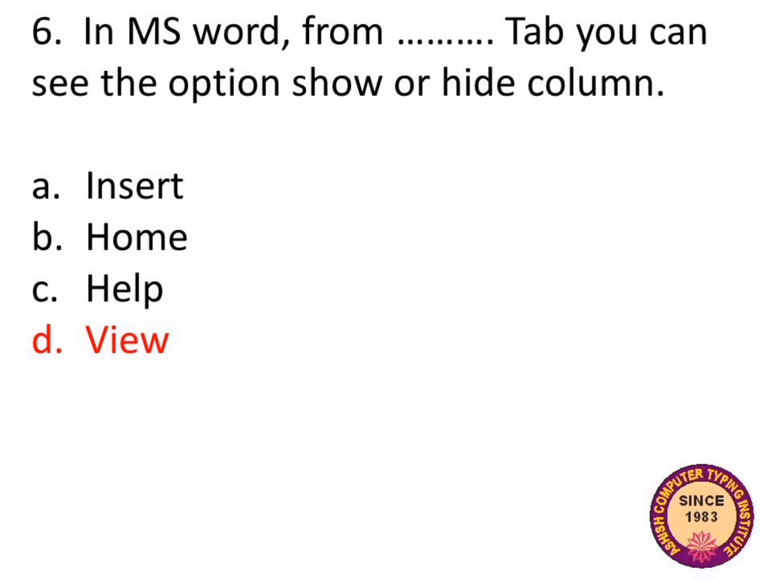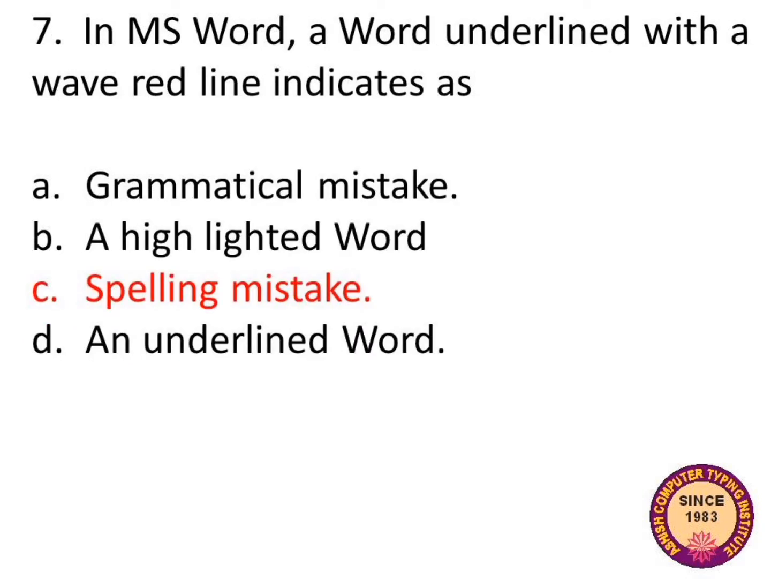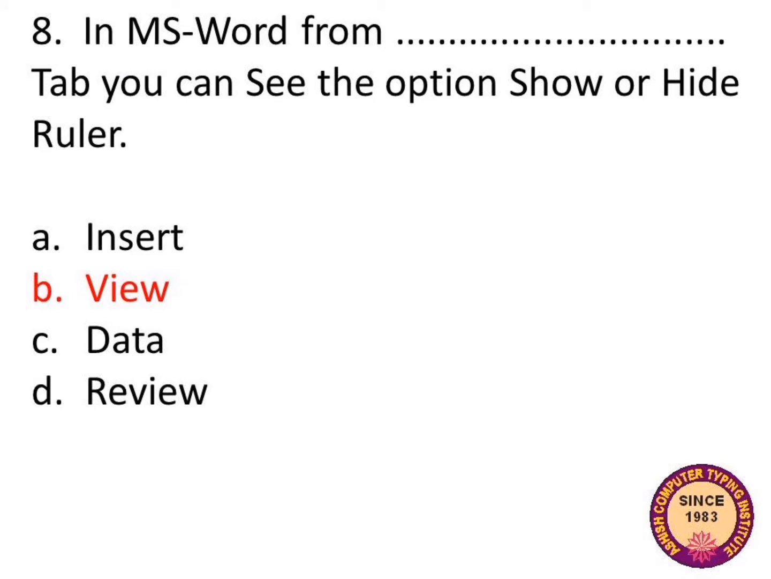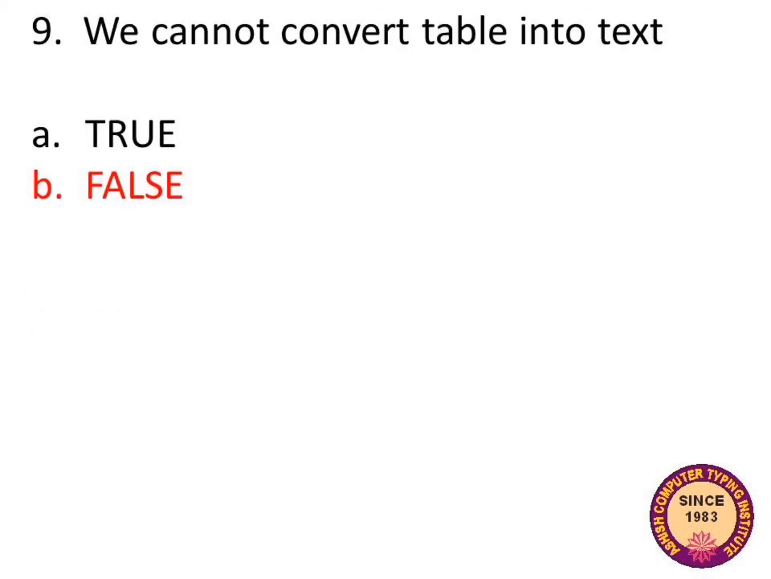In MS Word, from dash tab, you can see the option Show or Hide column. Answer is View. In MS Word, a word underlined with a wave red line indicates as dash. Answer is spelling mistake. In MS Word, from dash tab you can see the option Show or Hide ruler. Answer is View. We cannot convert table into text. Answer is false.